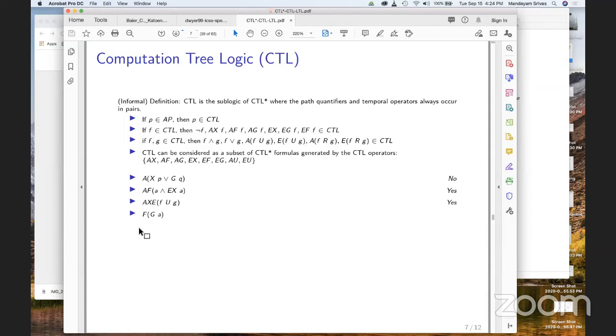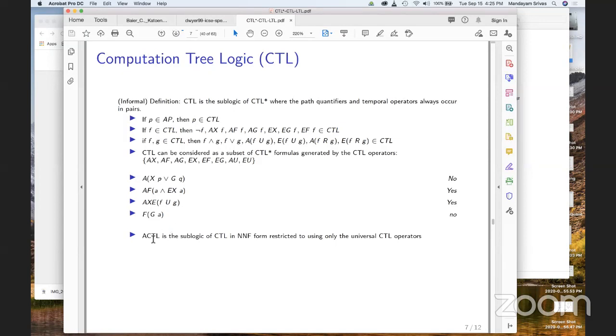So you could put an A or an E to it and then make it into a CTL star formula, but it can never be a CTL formula because it's a path formula, even if you put an A on it. Now you can have AF, EG, EF, AG. They are all CTL things. Okay. So they are all well-formed CTL formulas.